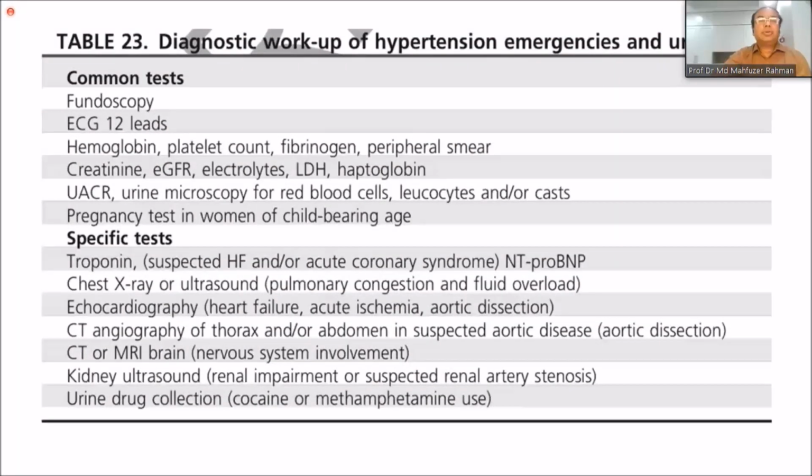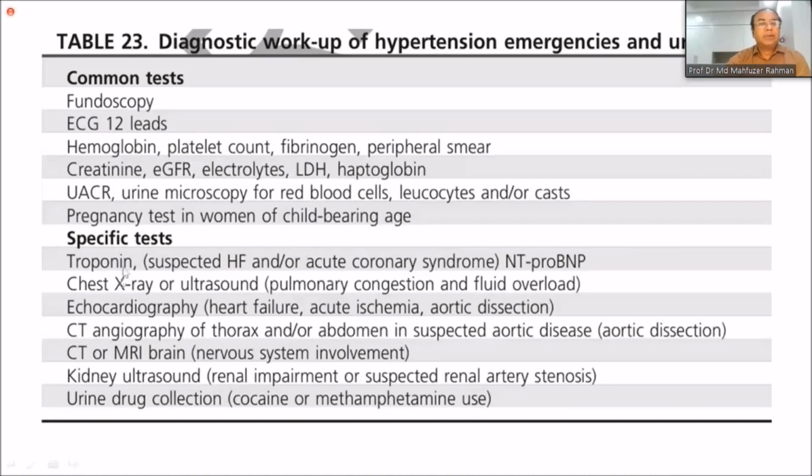And the diagnostic workup for a patient with hypertensive emergencies or urgencies: common tests include ECG, hemoglobin, platelet count, fibrinogen level, peripheral blood film, creatinine, eGFR, electrolytes, LDH, haptoglobin, albumin-creatinine ratio, urine microscopy, and a pregnancy test sometimes in women of childbearing age.